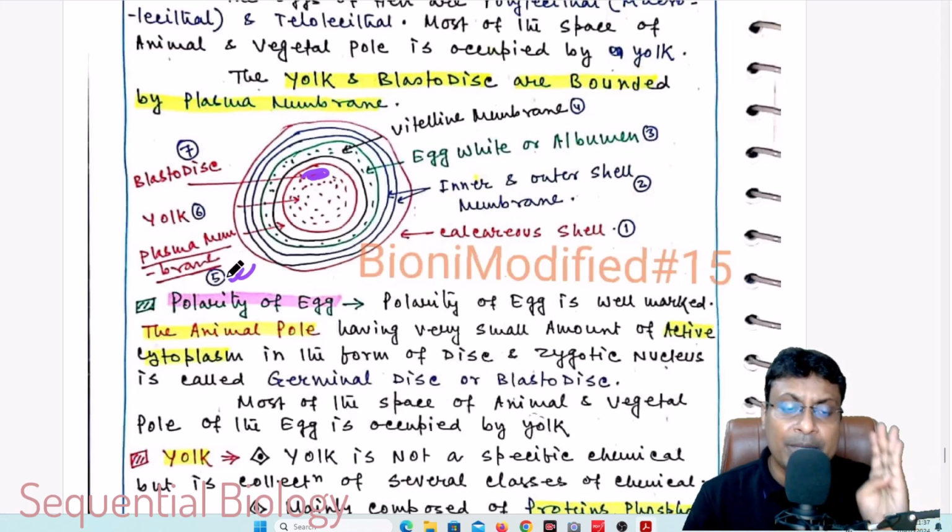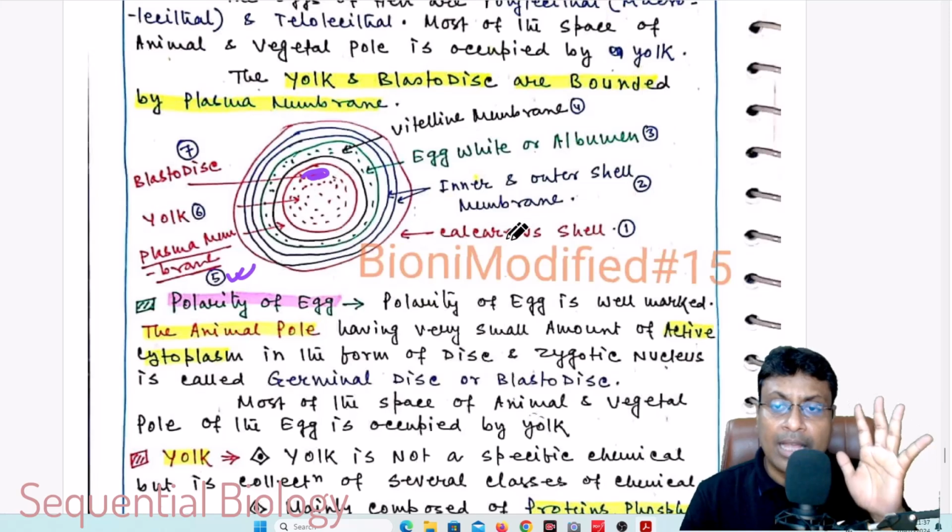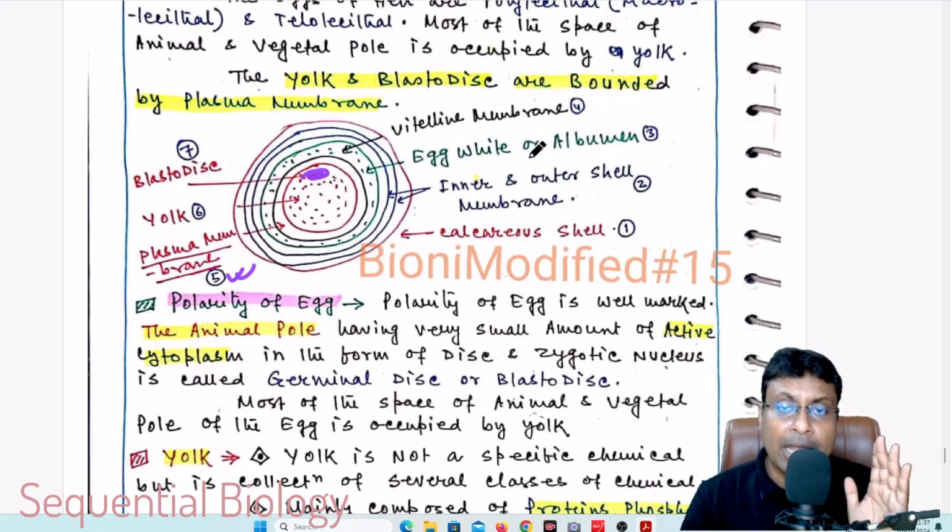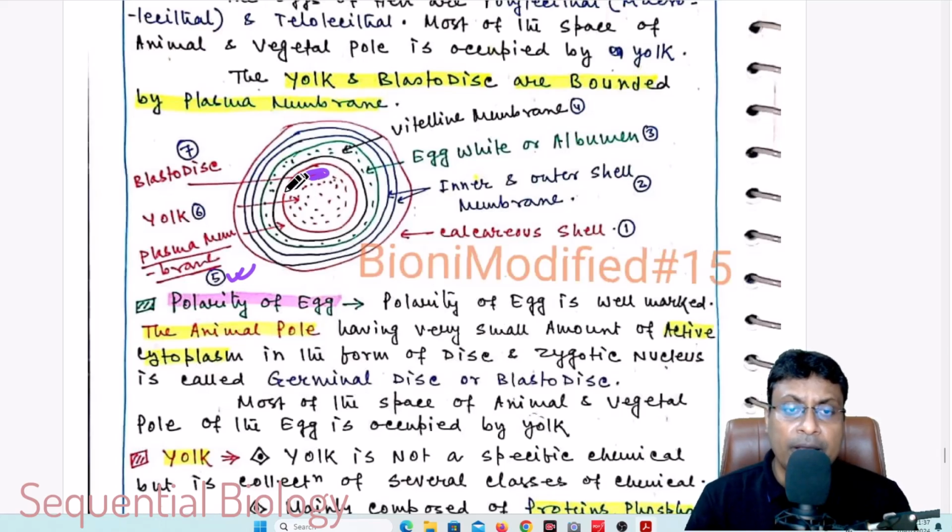So there are 5 membranes in the egg: the calcareous shell or the outer membrane, and then the inner and the outer shell membrane, then the egg white or the albumin. This is also another type of egg membrane, and the inner side is the vitelline membrane, and the innermost layer is known as the plasma membrane. And this plasma membrane mainly covers the yolk and the blastodisc, and this blastodisc is a disc-shaped structure, and this is active cytoplasm.